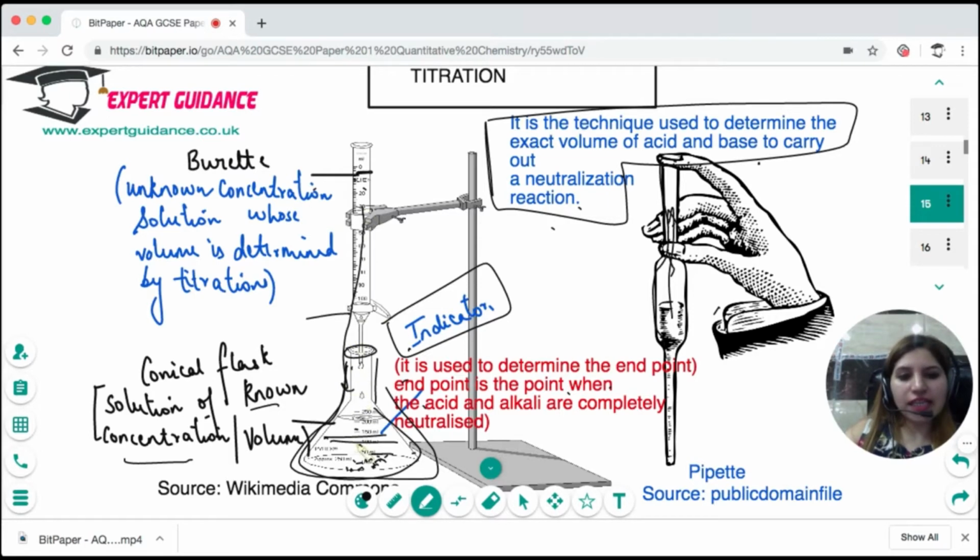As soon as the indicator changes the color, you stop the tap and note the final volume. So the initial and the final volume difference gives you the titer value, that is the volume of the unknown concentration required to neutralize the known concentration, and from that we do the calculations.